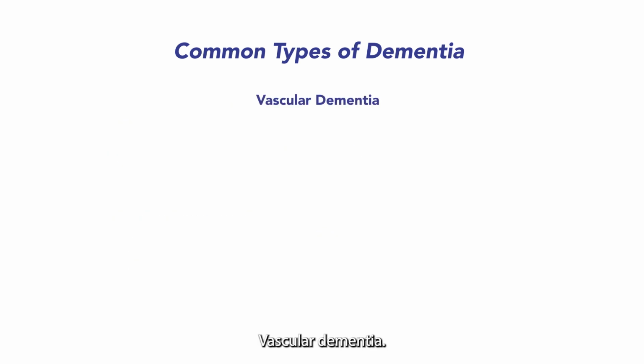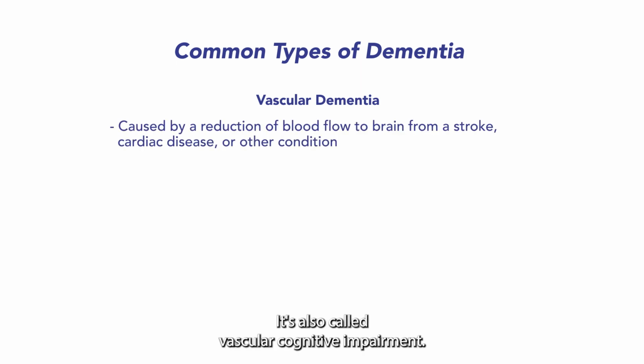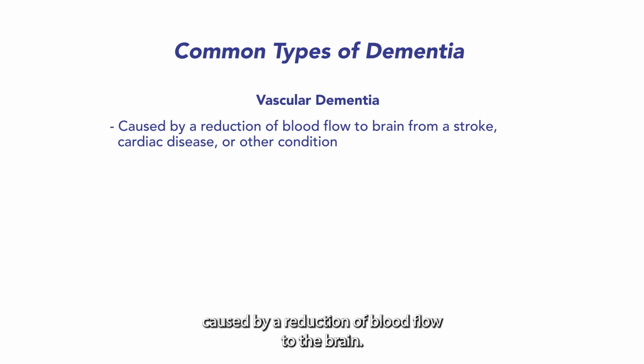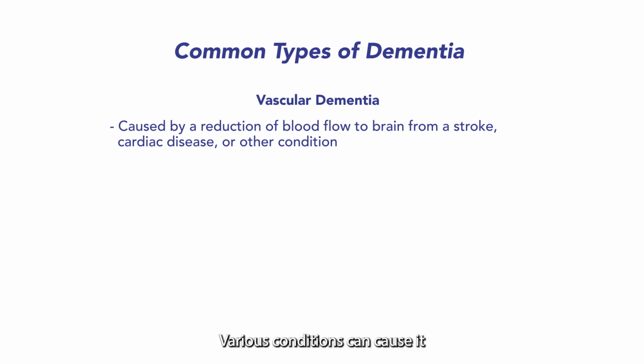Vascular dementia. This is the second most common type of dementia. It's also called vascular cognitive impairment. Vascular dementia is a change in thinking skills caused by a reduction of blood flow to the brain. Various conditions can cause it, like a stroke or cardiac diseases. Vascular dementia can also occur alongside Alzheimer's or other forms of dementia.